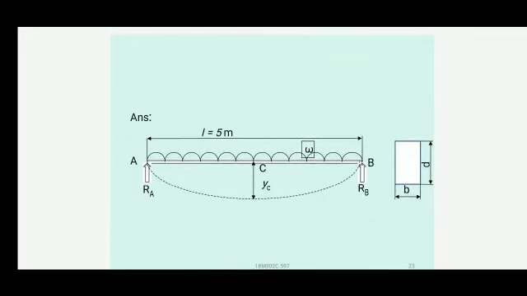According to data, that is the simply supported beam with uniformly distributed load, L is equal to 5 meters. At A, the reaction will be RA. At B, reaction will be RB. The maximum deflection at center, the width of the simply supported beam with uniformly distributed load B, and depth D. Depth of the beam is D.